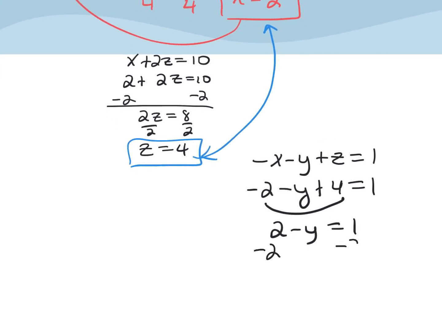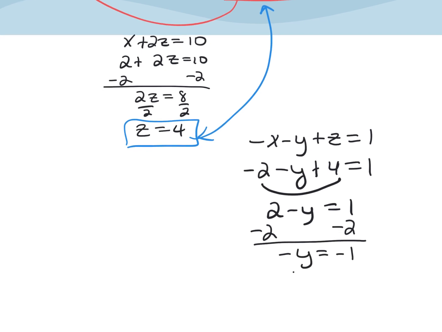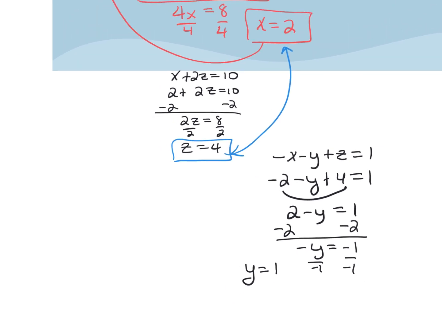Move the 2. -y equals -1. Divide both sides by -1. And y equals +1. So my ordered triple in alphabetical order is 2, 1, 4.